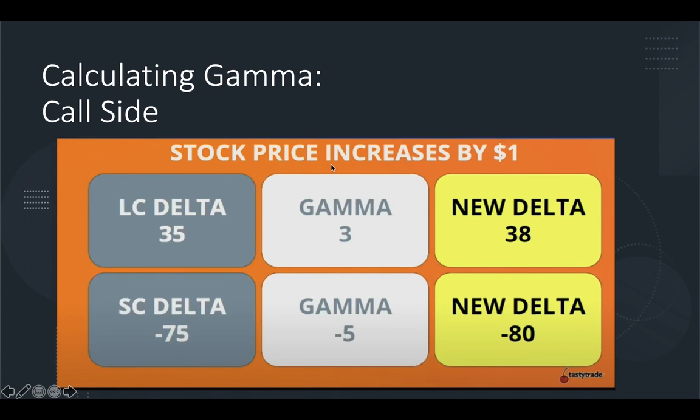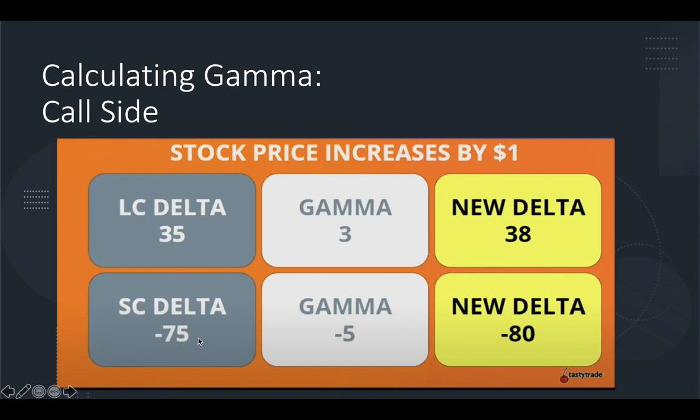So if the stock increases by $1, and this LC stands for long call, with a delta of 35, and that particular long call has a gamma of 3, the stock moves up by $1, we now have a new delta of 38. If the stock moved up by $2, we'd have a delta of 41, okay, because 2 times 3 is 6, and 35 plus 6 is 41. So let's look at the short side, okay?